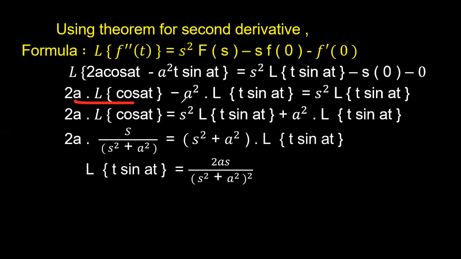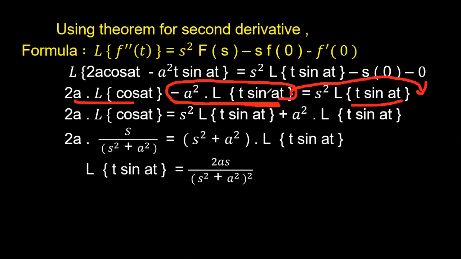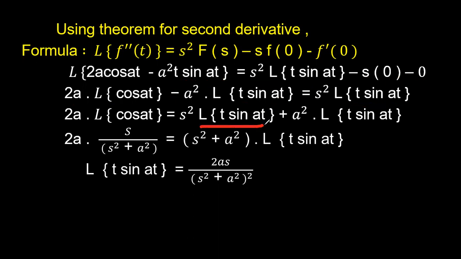Here we have the Laplace transform of t into sin at, and here also we have the Laplace transform of t into sin at. So we have to shift this entire term, minus a square Laplace transform of t sin at, to the RHS. If you shift it, the minus term becomes plus a square Laplace transform of t into sin at. Taking the Laplace transform of t into sin at common, we get s square plus a square into the Laplace transform of t into sin at.